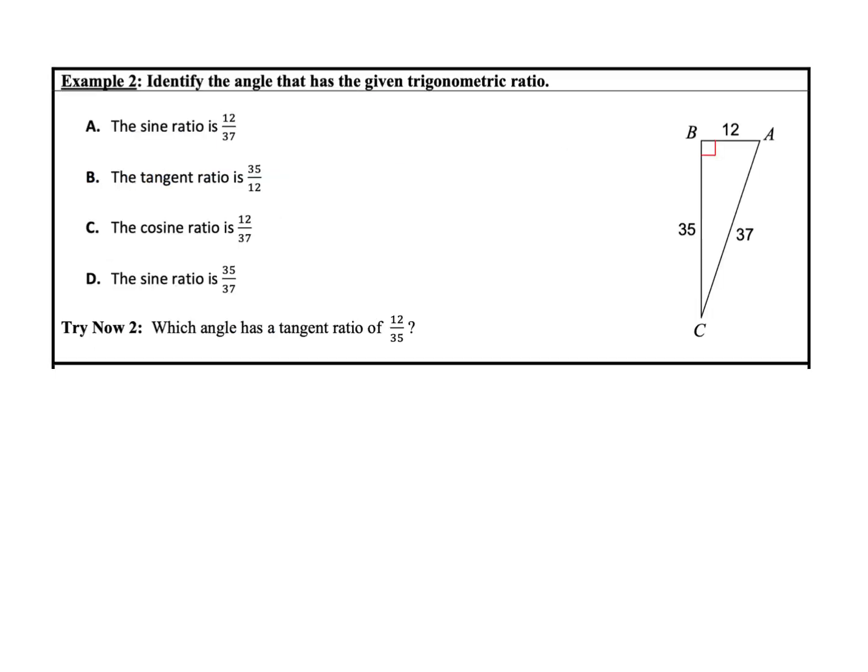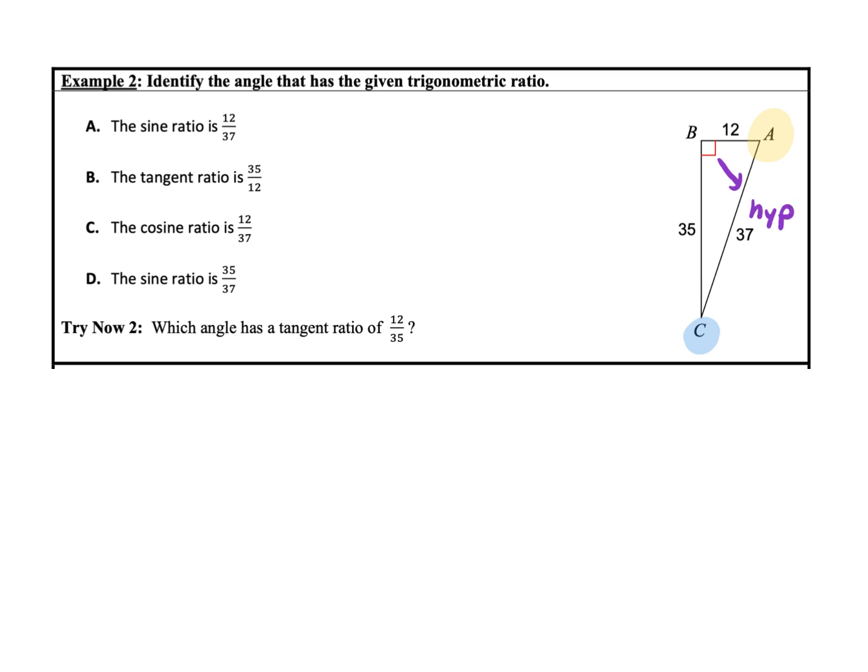For our final example here for day 1, we are going to identify the angle that has the given trigonometric ratio. Because a trigonometric ratio can be written for either of the acute angles. So I have 2 acute angles here. There's angle A, and there's also angle C. So I'm going to start by labeling my hypotenuse, and that's going to be the same in all of the ratios. Hypotenuse never changes. So here, the hypotenuse is the 37.